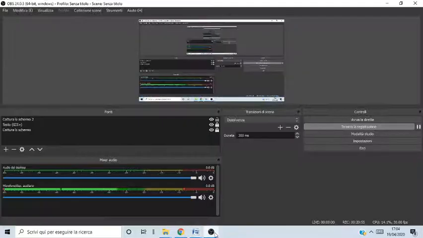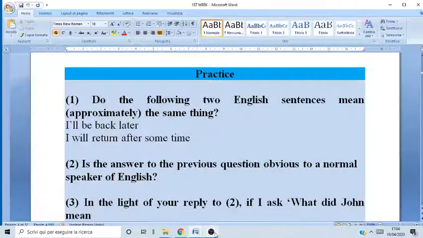Let's move on to the second practice. You have to consider that all these practices that the book introduces are used because it's leading you somewhere. Okay, so we're not going to do all the practices that are used in the book, just the ones that could be useful for sake of going somewhere. So let's look at practice number 2. Do the following 2 English sentences mean approximately the same thing? I'll be back later and I will return after some time.